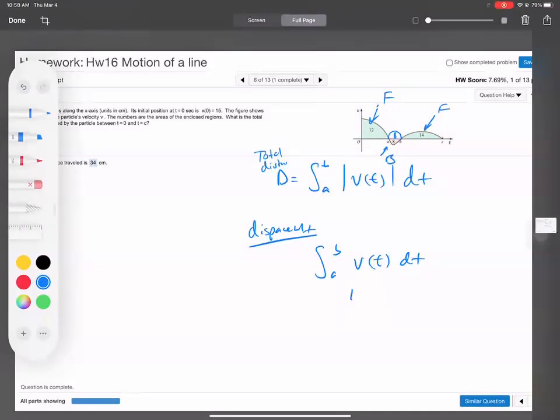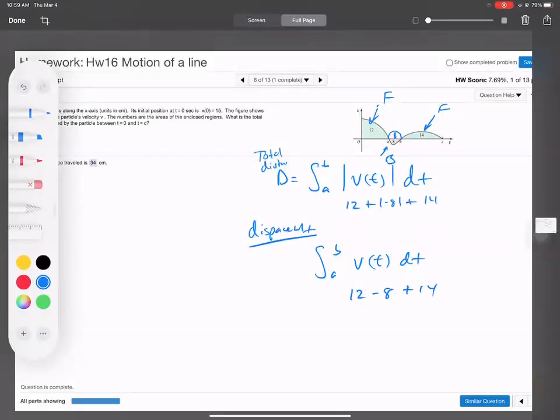So this would have been 12 minus 8 plus 14. Over here on top, it'll be 12. The absolute value of negative 8 becomes positive 8. And then we add 14.